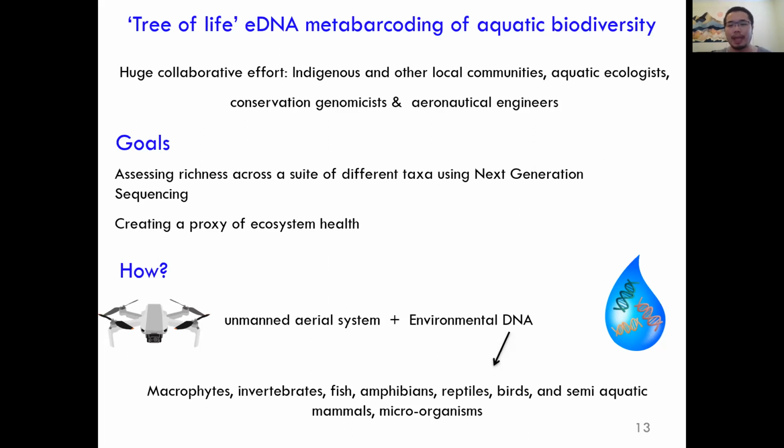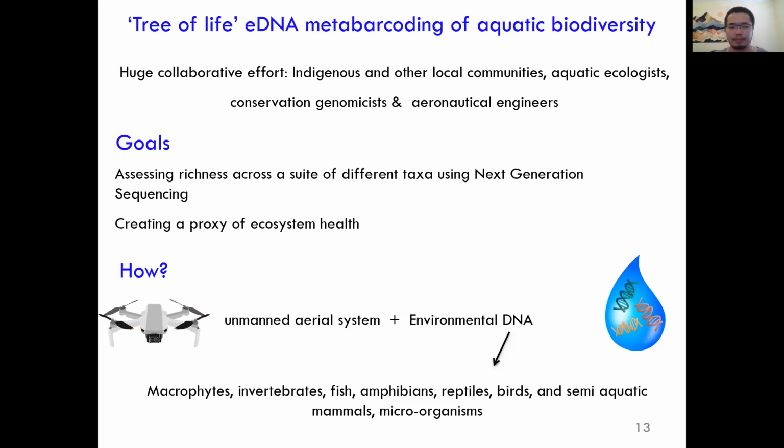Our aim is to assess richness across multiple taxa and analyze the richness with regard to local environmental variables, to create a proxy of ecosystem health, like the Living Planet Index proposed by WWF in past years. With a suite of universal primers for environmental DNA metabarcoding, next-gen sequencing and bioinformatic pipelines, we are hoping to detect a whole range of taxa in real time from a given water sample.